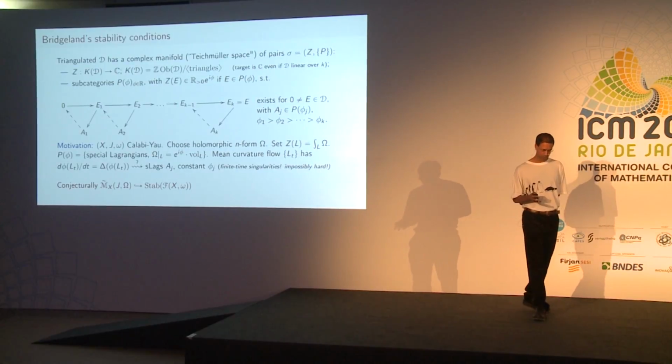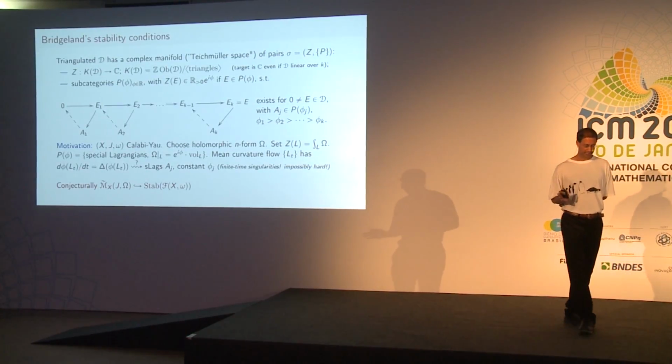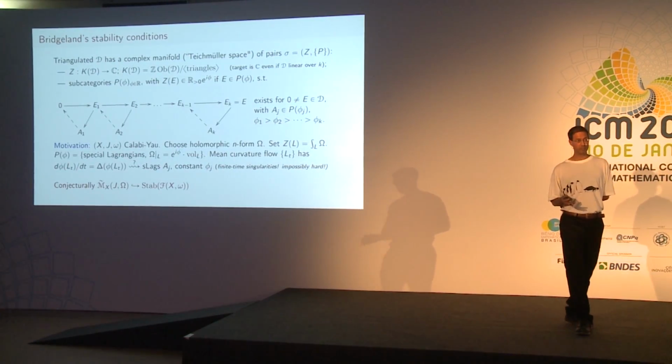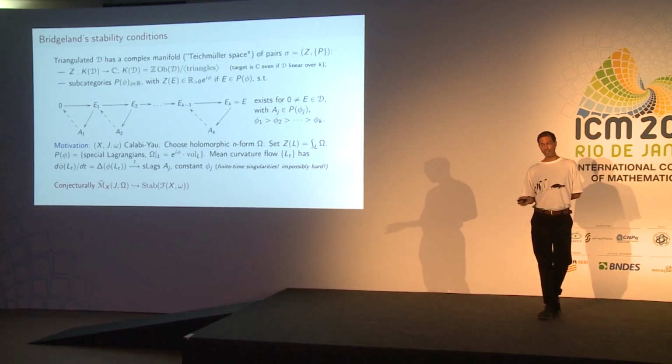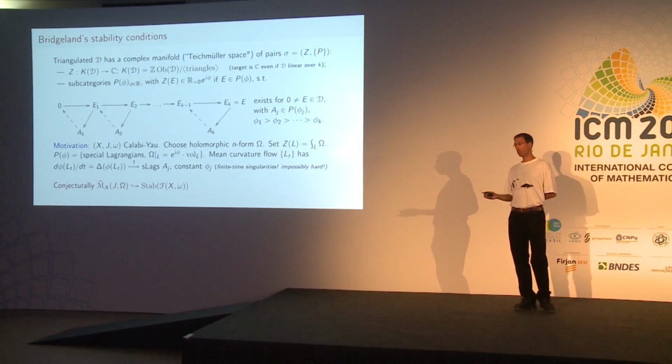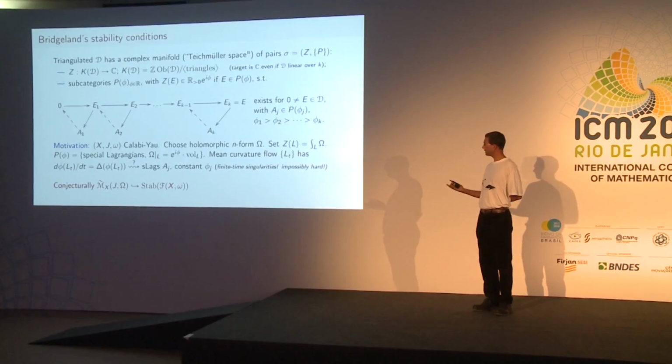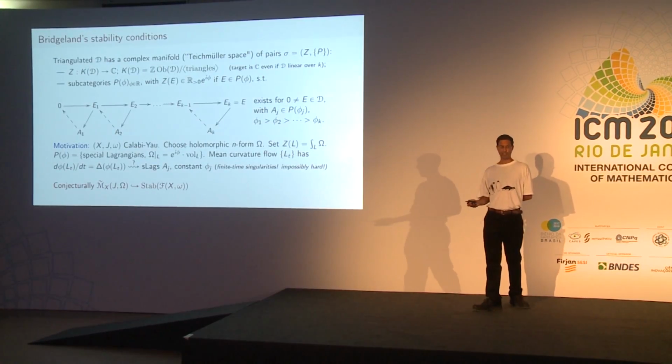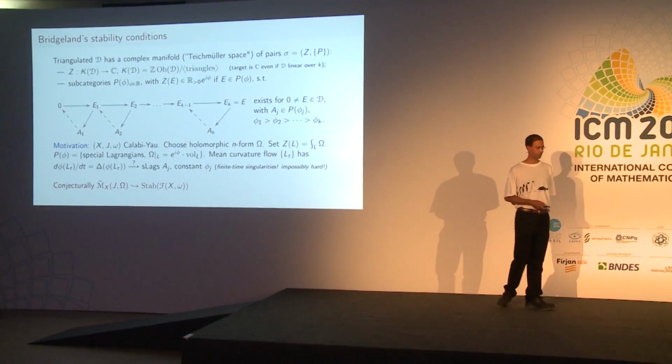And Bridgeland's theorem is that if you forget all of this data to do with the P's and you just remember Z, that's a map from an abelian group to C, then that's a local isomorphism. So this space is locally modeled on a complex vector space and is hence a complex manifold.